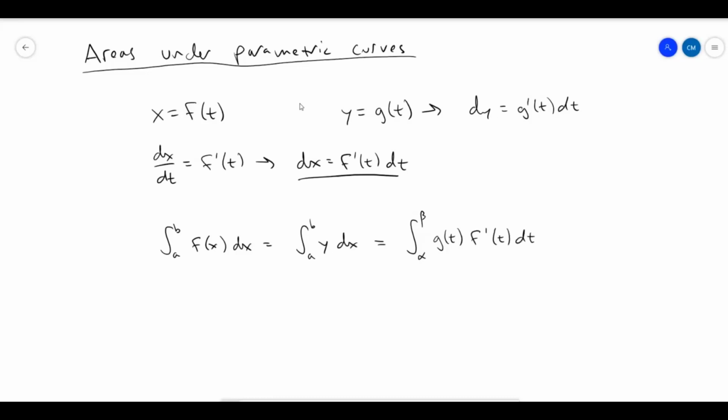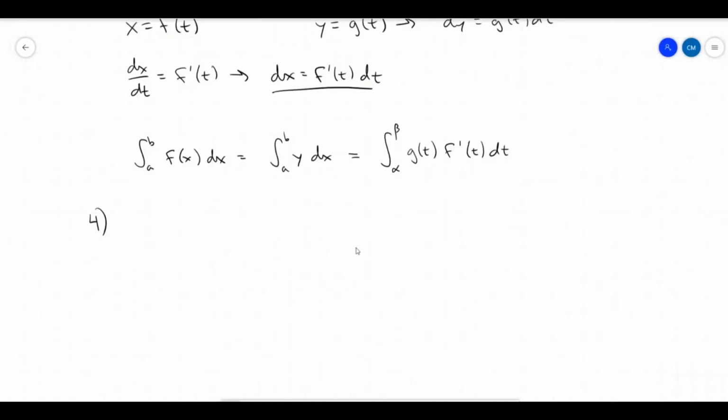Okay, so that's the formula to find the area under a parametrically defined curve between two t values in this case. Let's see how that works in an example. So check example 4 to just see what we're looking at here, and then we'll look at a graph too, and you can kind of get a sense of what's happening.